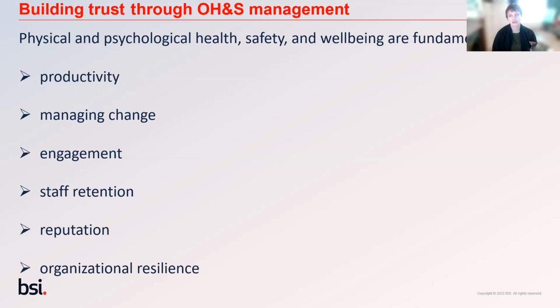Martin mentioned that it isn't just the human cost that we are talking about when we're talking about occupational health and safety. It's also business factors that are involved. And you can see them on the screen here: productivity, management, change, engagement, staff retention, etc. And I'd just like us to explore these a little bit more, Martin. I think productivity, to a degree, we have already covered.